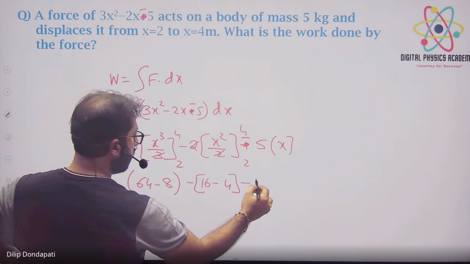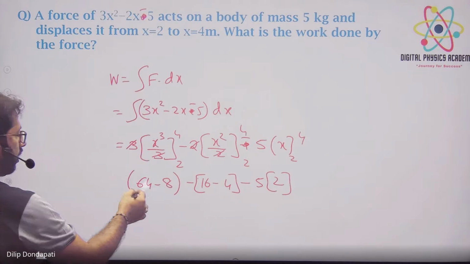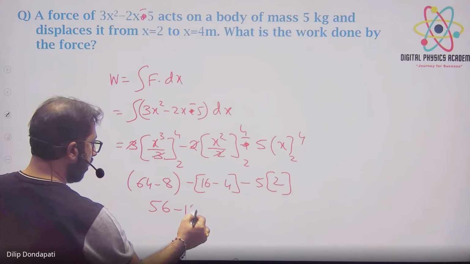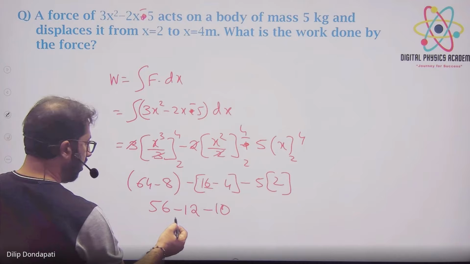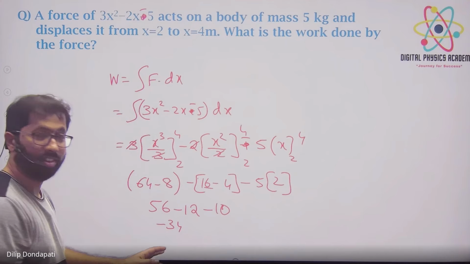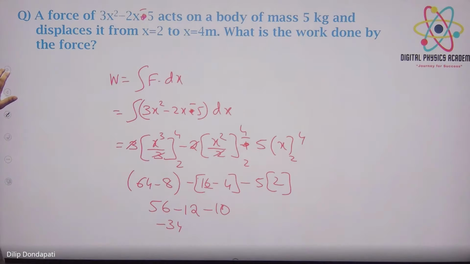Minus 5 times of 2 to 4, 4 minus 2 is 2. So कितना होगा? 64 minus 8 is 56. Minus 12, minus 10. So 56 minus 22 is 34. So 34 only. Again this also mistake. चलो, ये JEE Mains question में सब mistakes हैं. चलो, next.